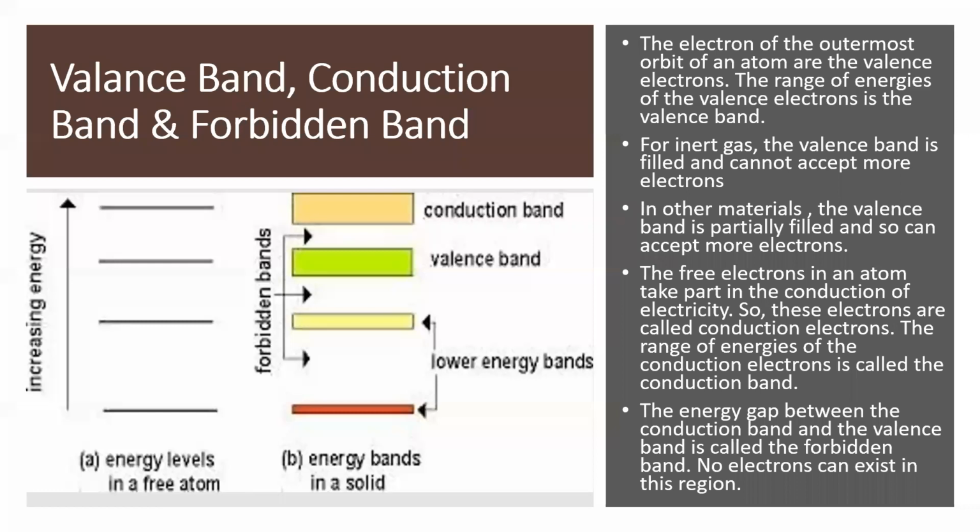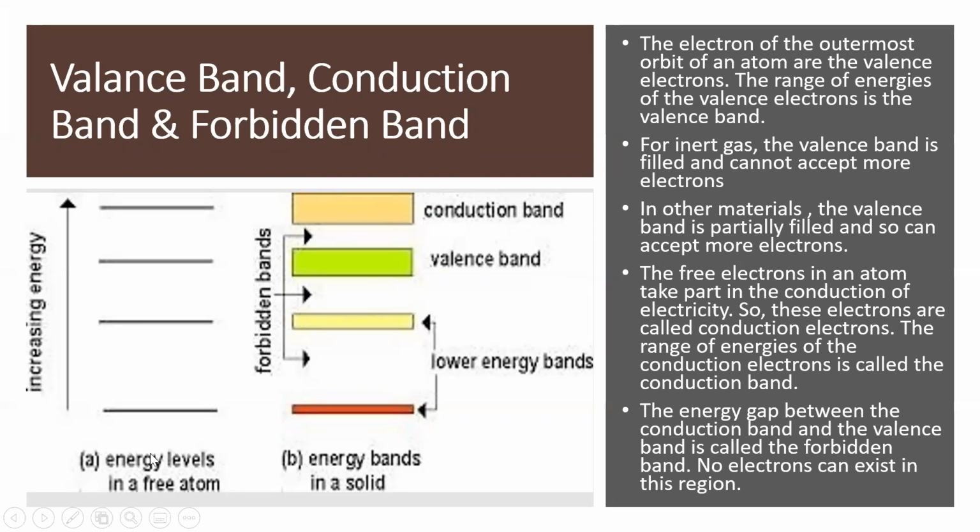Now, let us see more about energy bands. What are the different types of energy bands? There are different energy bands like different energy states, but we will focus more on three particular ones, or two particular bands and the gap between them. So you have the valence band, conduction band, and forbidden band. Let us see what they are.